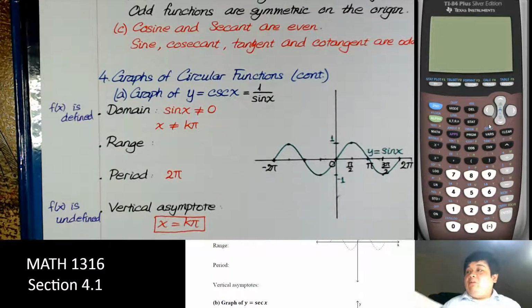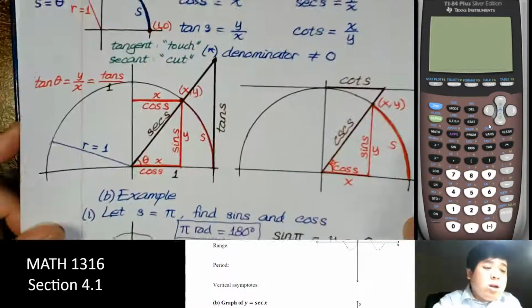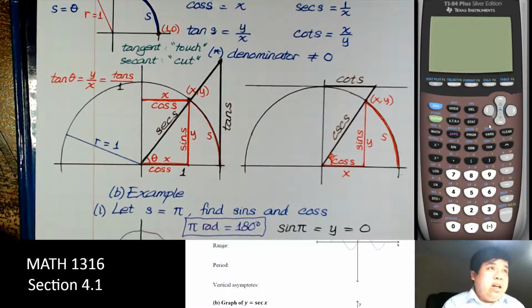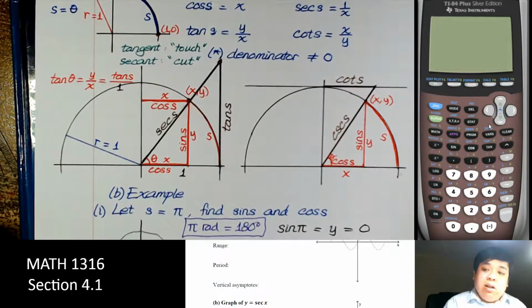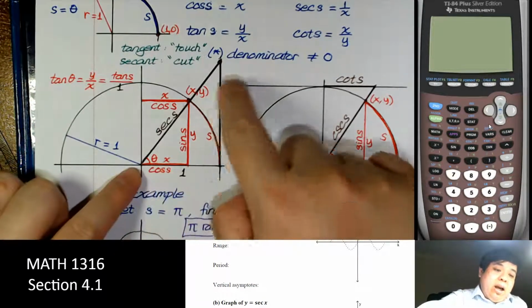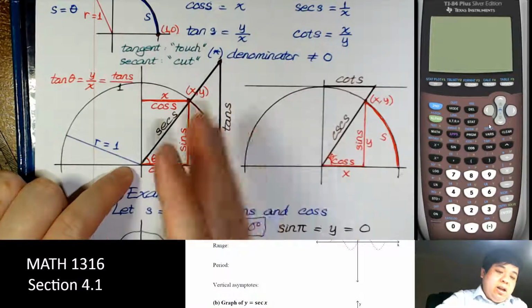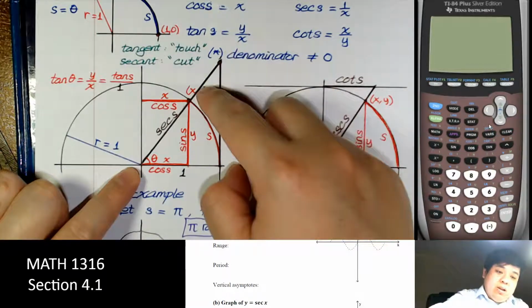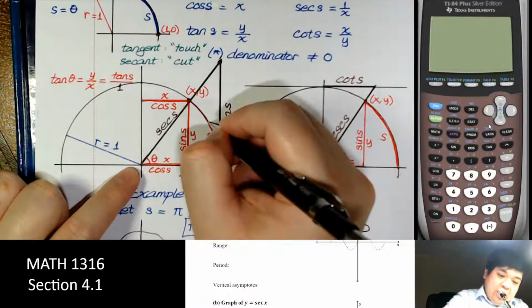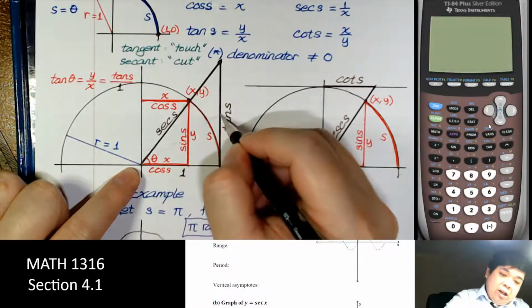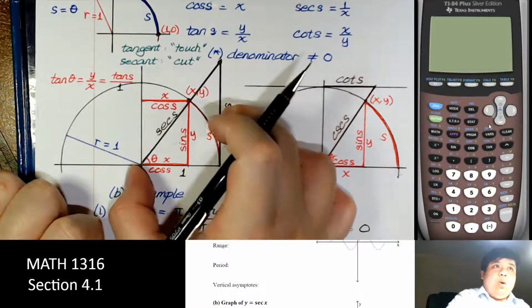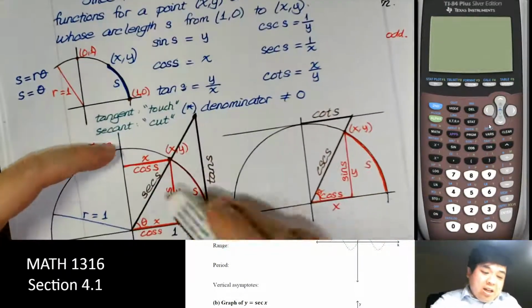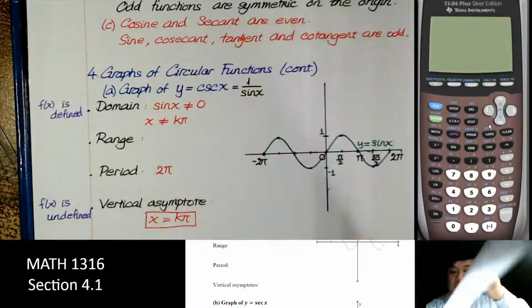To answer the range, notice that we define secant as the cut. In Greek that literally means cut. By cut I mean whatever the point is, it will cut on the outside of the circle. If the point is here, that will be the cut or the secant. Because of that, it is always greater than 1 or less than -1.